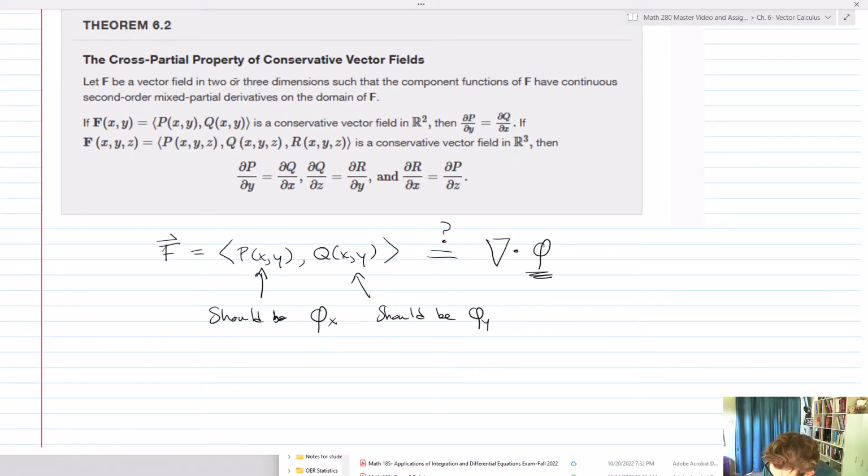Well, if this is actually phi x and this is phi y, then that means we get phi xy equals phi yx. If we take the mixed partials in different orders, those two should end up being the same. That's actually a rule of partial derivatives. You take the mixed partials, and it doesn't matter which order you take them in, you're going to get the same value. So basically we've got a test for determining whether or not we have a conservative vector field.